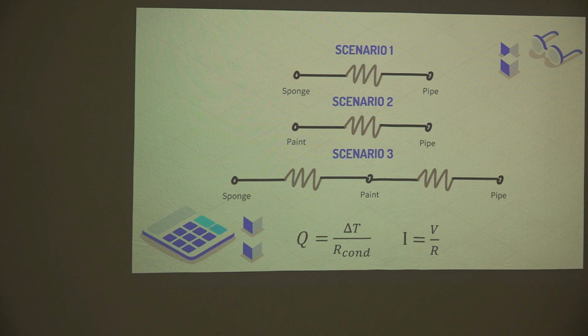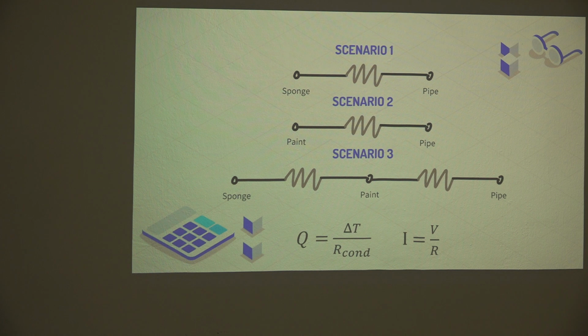Now in this diagram, you can see three different scenarios that will be playing out in our experiments. With the first one, we will calculate the value Q going through the sponge, followed by that of the paint in the second scenario. And lastly, there will be a control experiment, as you can see in the third scenario, which we will use to determine the thermal resistance and conductivity of the paint.